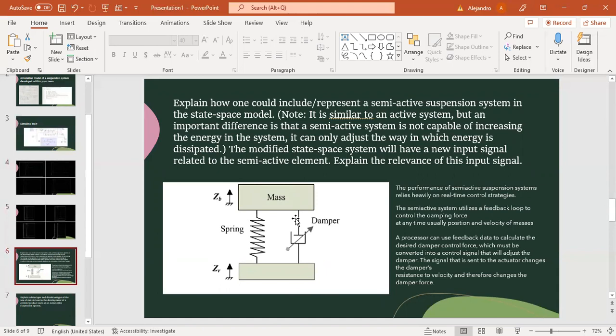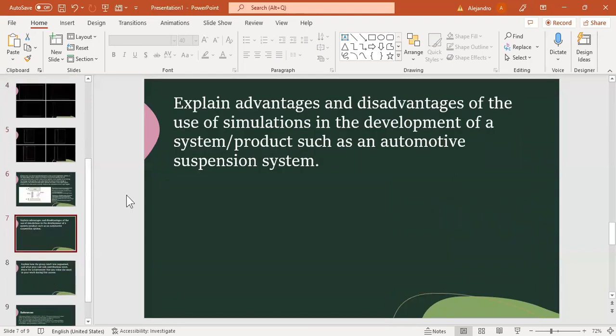And I'm guessing the way you would do this in a state space system would be adding another input that depended only on the velocities of the masses. And that's my thought process behind that.